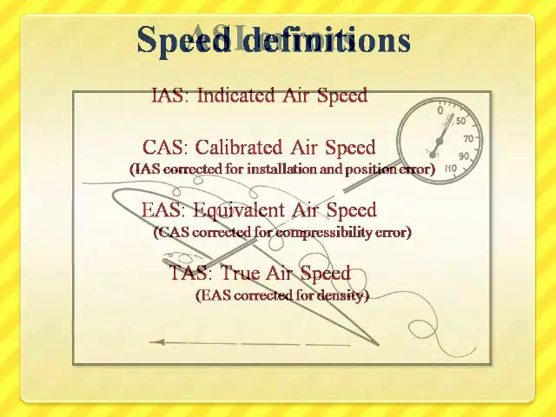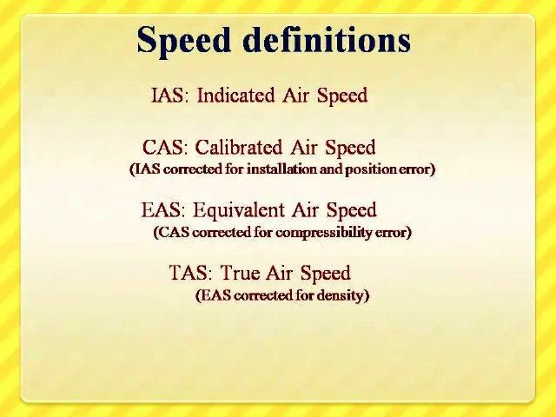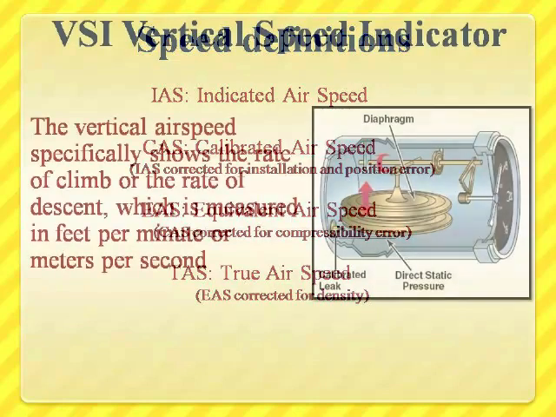Here, when we are talking of speed of the aircraft, we have certain definitions. IAS, indicated airspeed. CAS, calibrated airspeed. IAS, corrected for installation and position errors. EAS, equivalent airspeed. It is CAS, corrected for compressibility error. TAS, true airspeed. EAS, corrected for density.